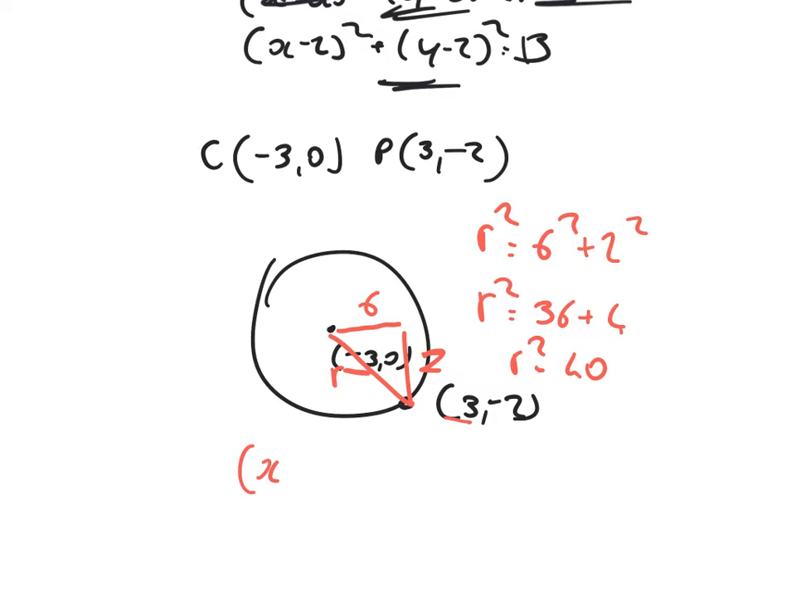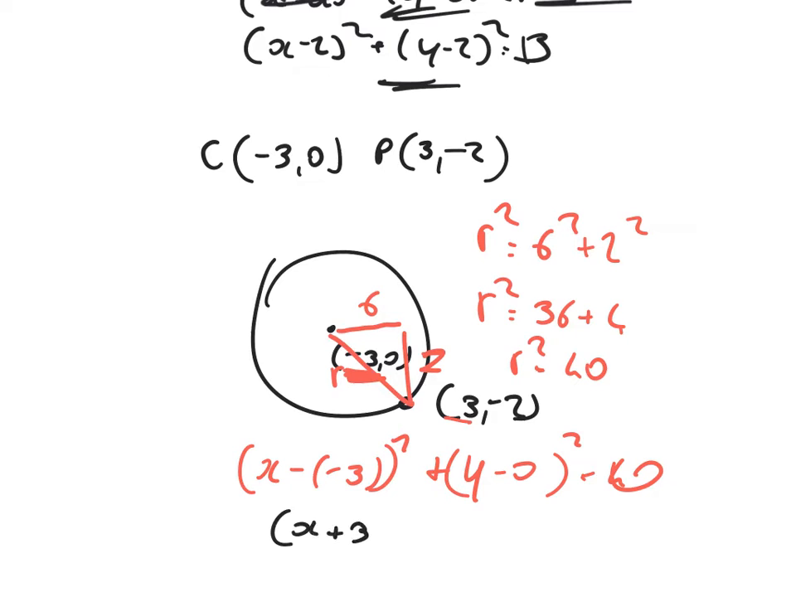So it's (x minus minus 3) all squared plus (y minus 0) all squared is equal to 40. We would absolutely be expected to simplify that. That's (x plus 3) all squared plus just y squared is equal to 40.